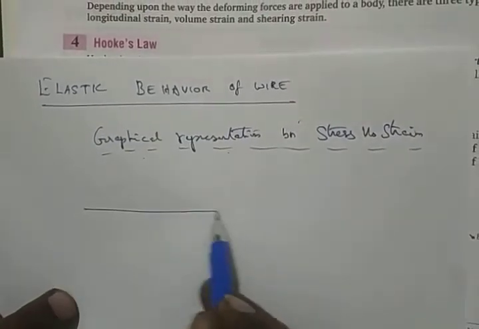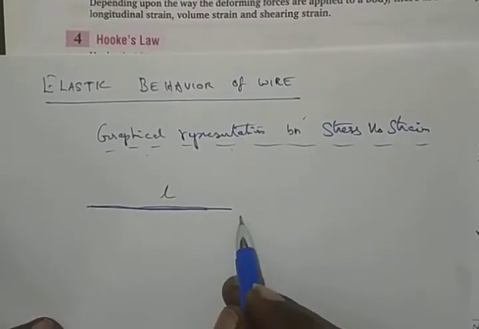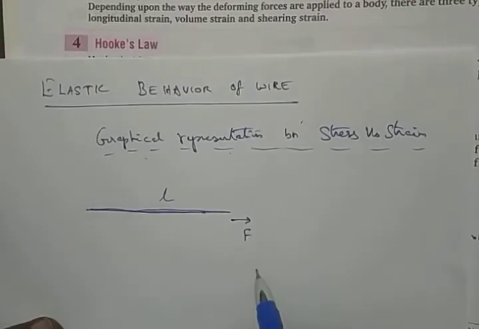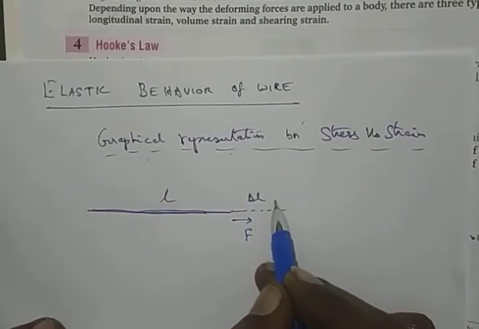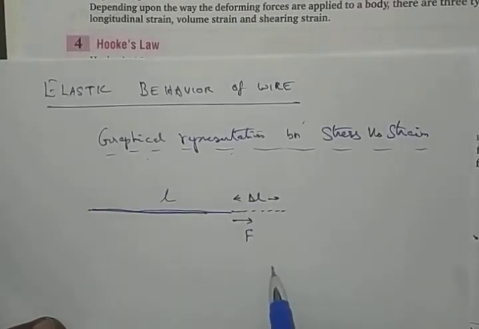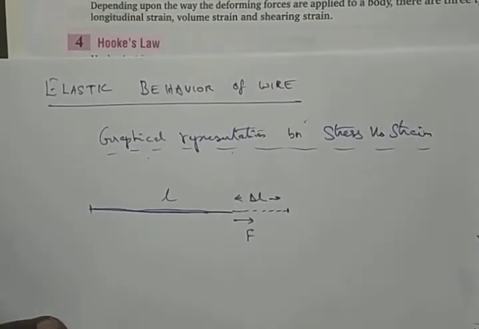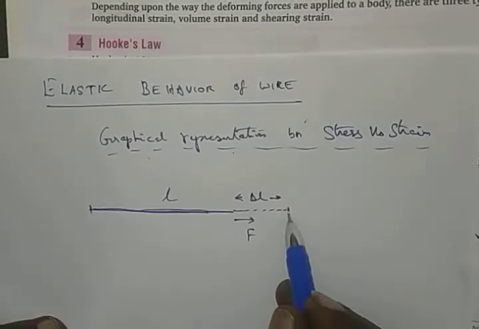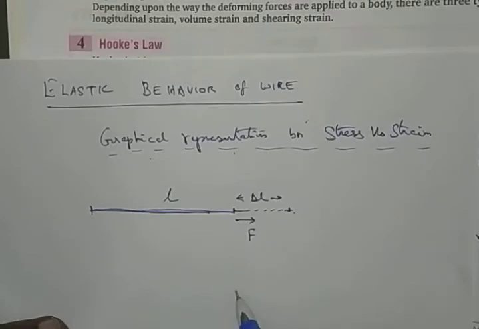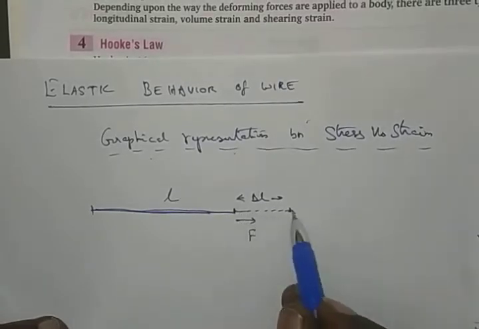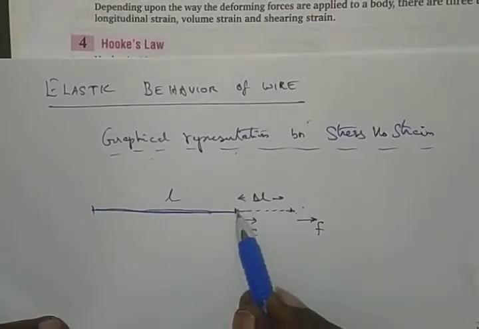Let us take a small thin wire of a particular length L, and you give an external force. Then the wire extends. So delta L is the change in length, up to this point. Now, once this is changed, you leave the force. This wire will come back to its original position. It is so important that whenever the wire extends and the external force is removed, it has to come back.